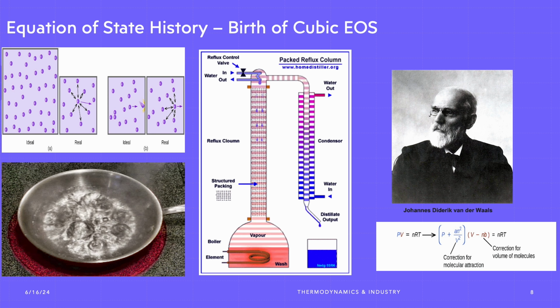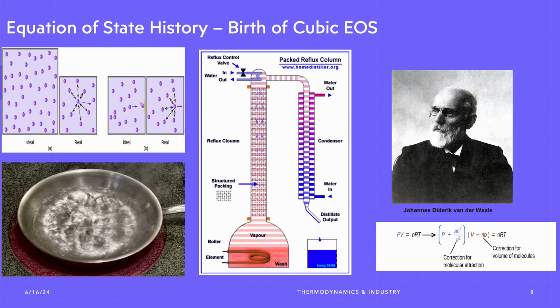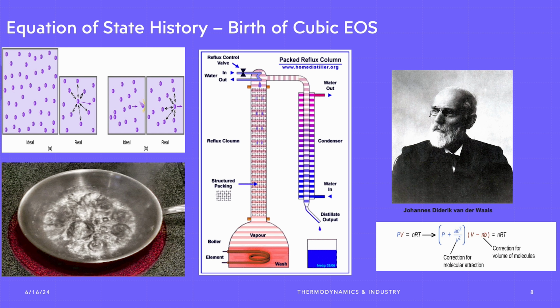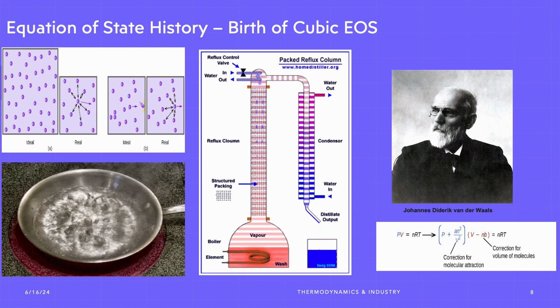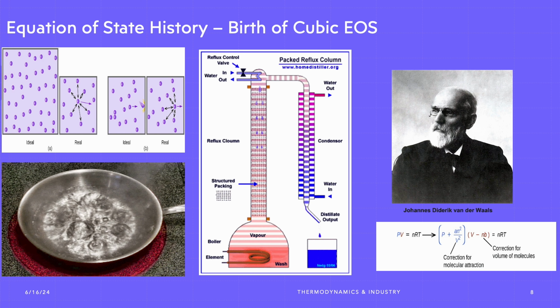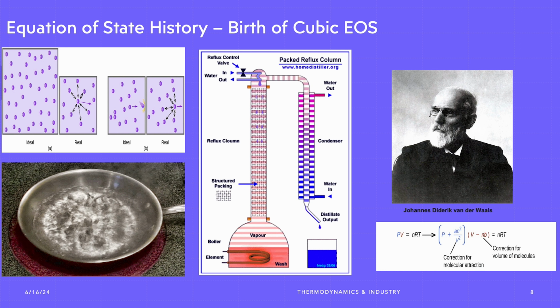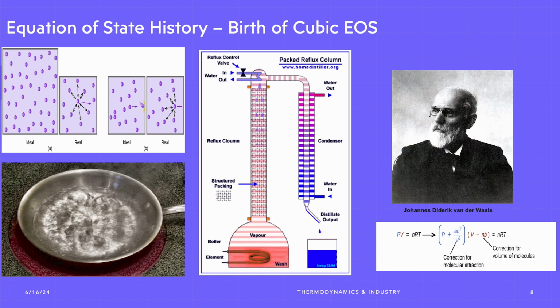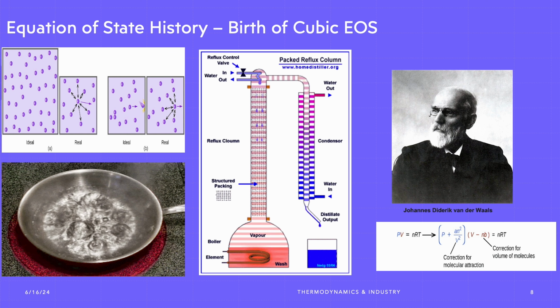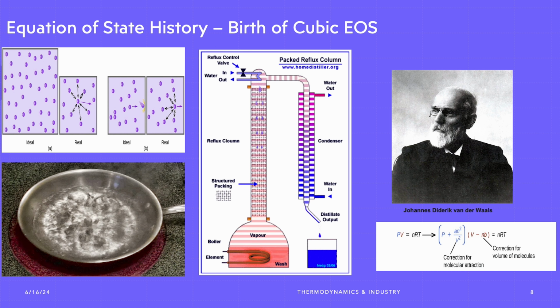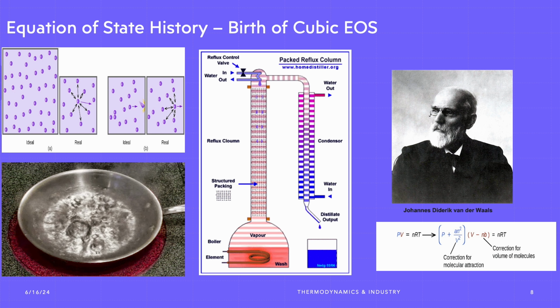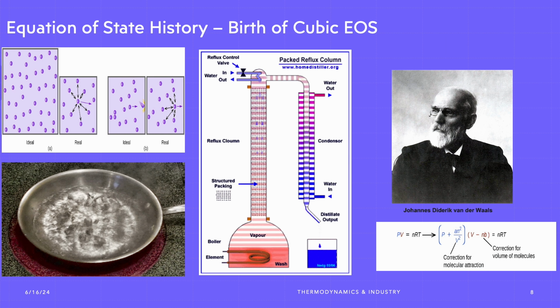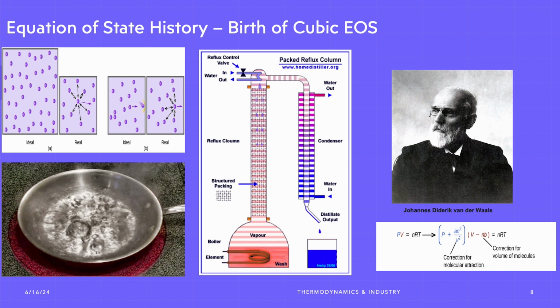Those compressibility factor charts exist basically thanks to that equation. It also gave the Joule-Thomson coefficient and the associated inversion curve, which was super critical in the commercial liquefaction of gases. And for that, in 1910, he was awarded the Nobel Prize in Physics.